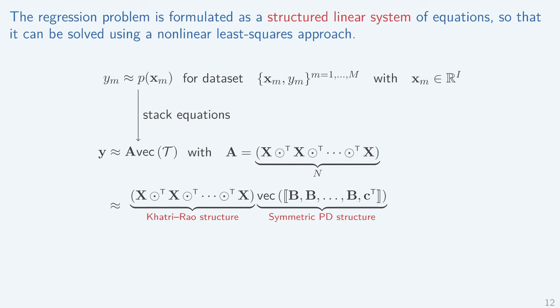To be able to fit our model using a nonlinear least squares approach, we first have to reformulate the problem as a linear system. Naturally, the model should approximate the data for each entry in the training set. By stacking all these equations, we obtain a linear system with a quadrilateral structured coefficient matrix and a symmetric polyadic decomposition structured solution.